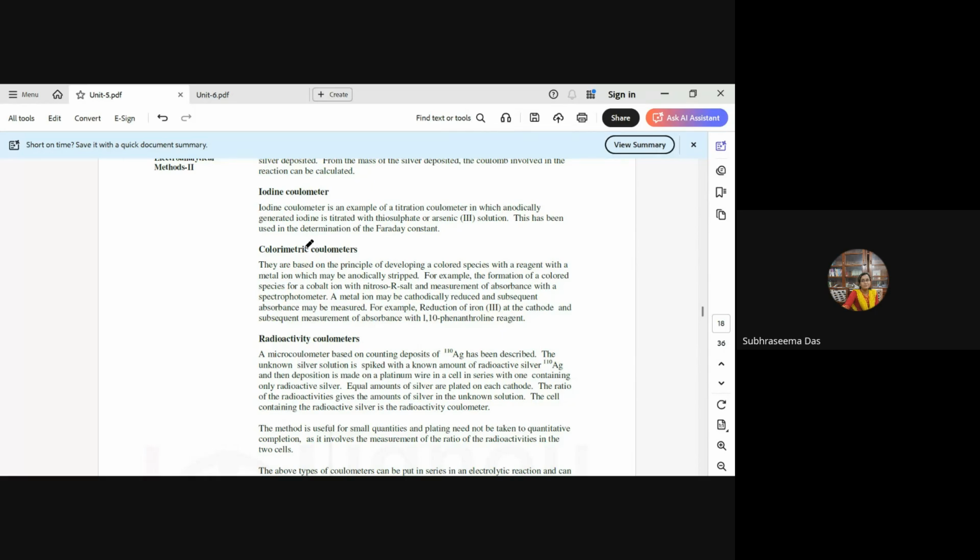Then the iodine coulometer is an example of a titration coulometer in which anodically generated iodine is titrated with thiosulfate or arsenic solution. This has been used in the determination of the Faraday constant.